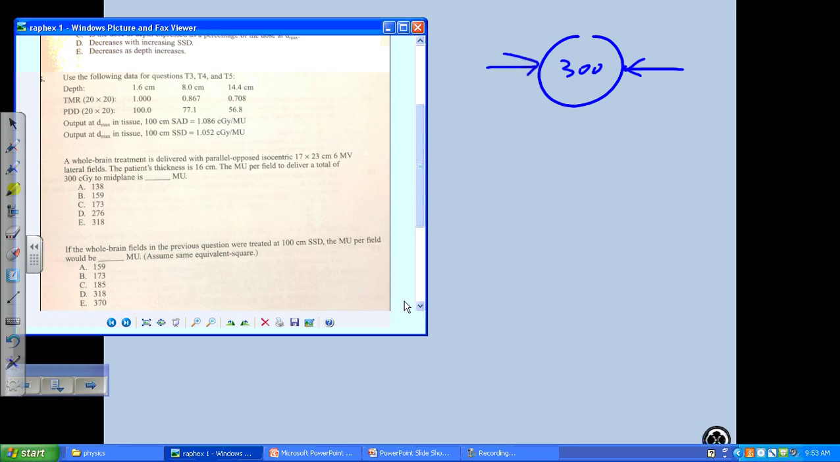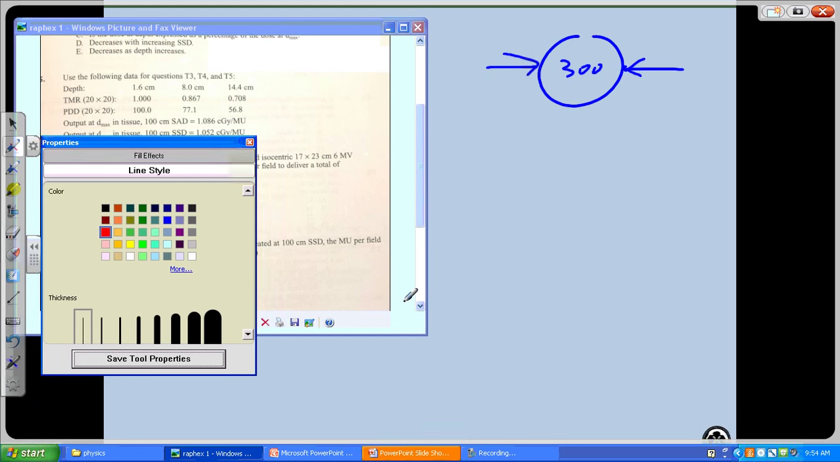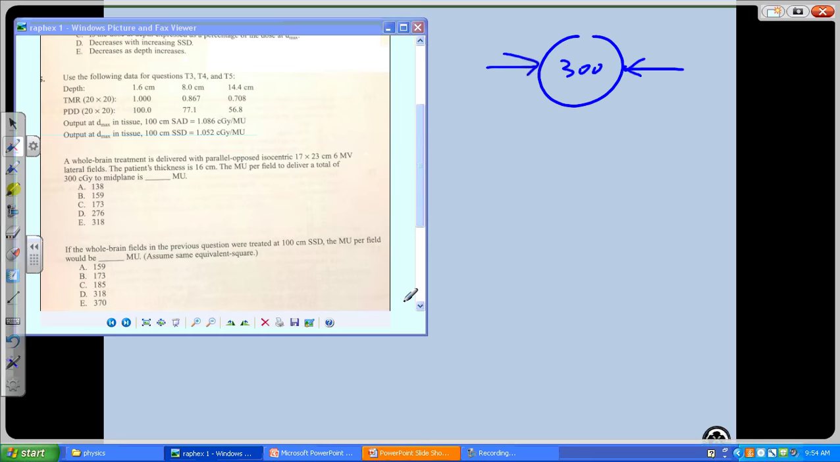Isocentric. Okay, so do we use PDD for isocentric? What is another word for isocentric? SAD, correct. So if we use SAD, do we want to use PDD? No, then we need to use TMR.